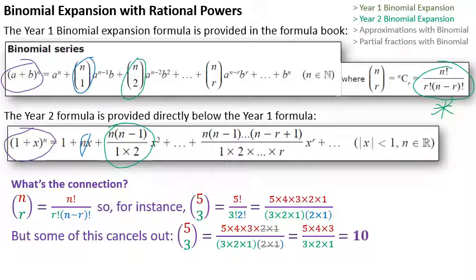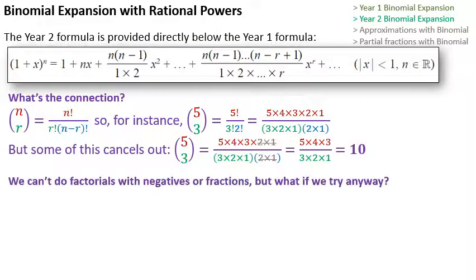Now, that's all well and good for the year 1 version. And it's worth noticing at this point that when we cancel things down, n factorial stops being n times n minus 1 all the way down to 1 because we've lost a couple of the terms at the bottom. We've lost the 1 and the 2. Now, what happens when we try it for the year 2 version?